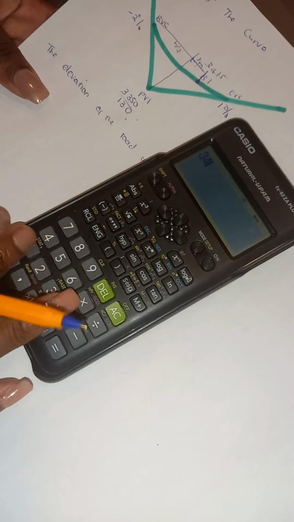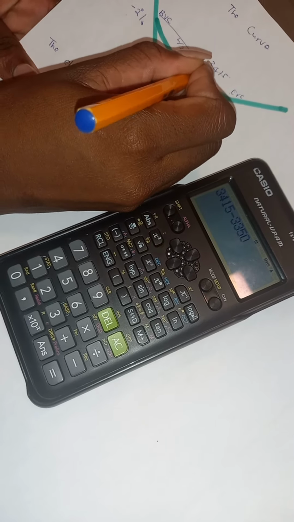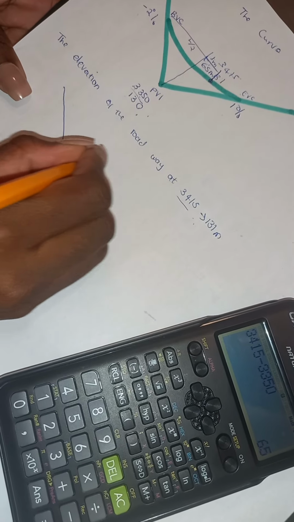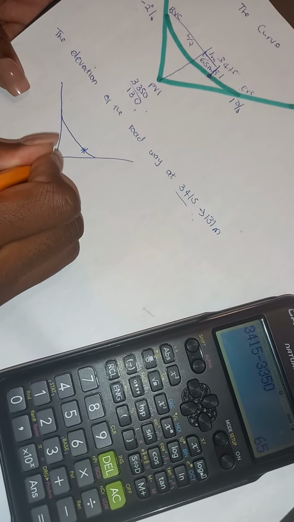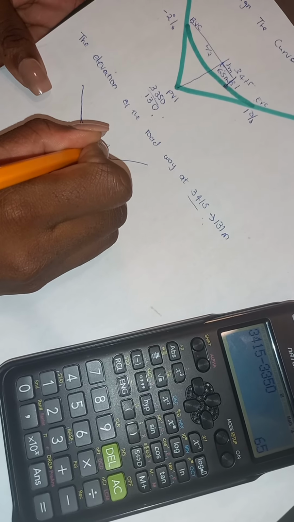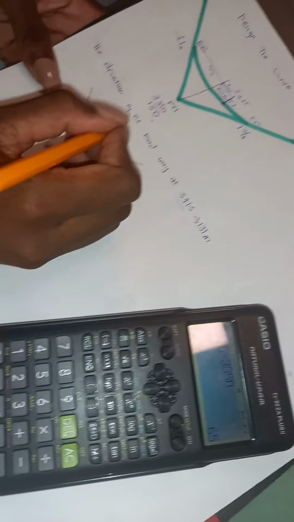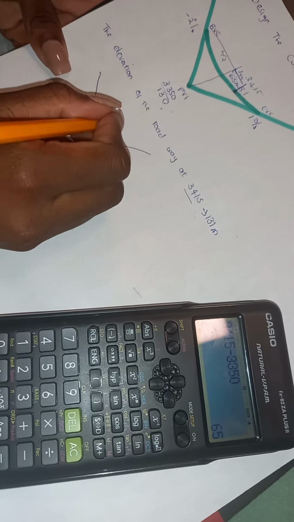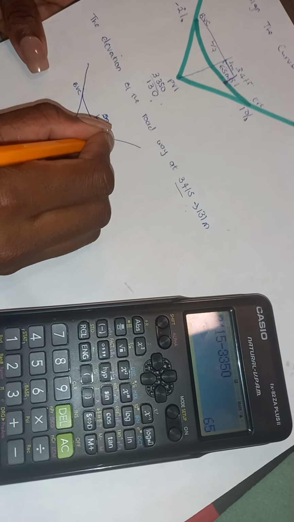So the horizontal distance is 3415 minus 3350, so this distance is going to be 65 meters. Let me just redraw this. This is how it looks. This is the PVI, and that's your middle point. The distance from the PVI to that point, let's name that point P, is 65 meters. So this is your BVC, and this is your EVC.